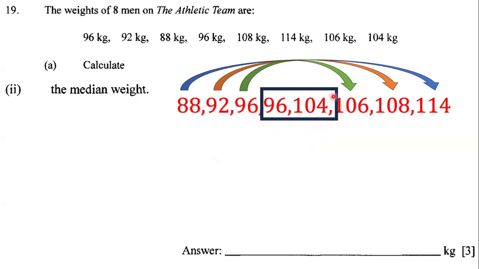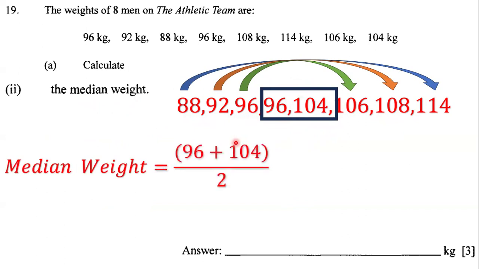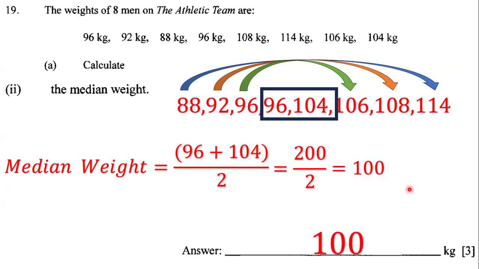And so the median, after you already list the numbers from least to greatest, you have to find the number or numbers that are in the middle. In this case, there are 2 numbers in the middle. So we're going to take 96 and 104, add them, and then divide their sum by 2. We have 96 plus 104, which is 200. Then we divide that by 2. So 200 divided by 2 is 100, which means that the median weight is 100 kilograms.